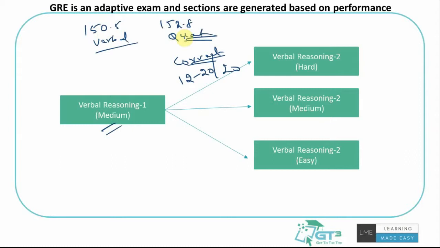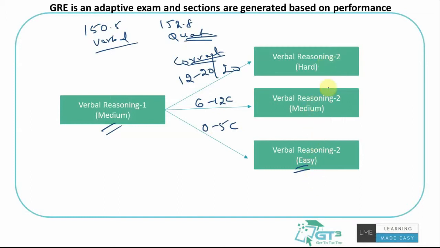So that's why even if you get 12 to 20 correct, right? If you remember quant, you need to get 14 and above to get to the harder section. Even if you get 12, 13 correct in the verbal, you'll still get a harder one, which is a good thing. If you get something around 6 to 12 correct, you'll get a medium. Less than that, 0 to 5, you'll get an easier section.